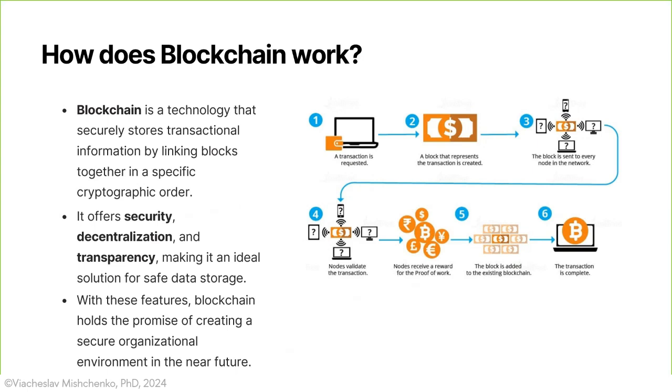If the validation is successful, then the nodes receive a reward in step five, and this is what we call the proof of work reward. It's like getting paid for being an honest accountant in the system. And finally, in steps five and six, the validated block is permanently added to the blockchain, and the transaction is marked as complete. Once it's there, it can never be altered or deleted. That's what makes blockchain so secure and reliable.